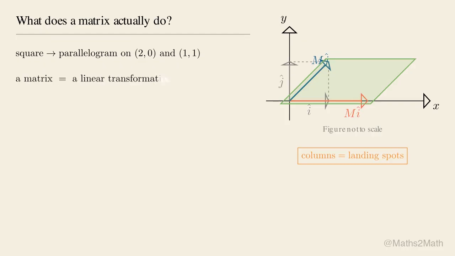So this is what a matrix is. Not a box of numbers, but a motion of space, and its columns are a complete diary of that motion, because they record where the two building blocks went.